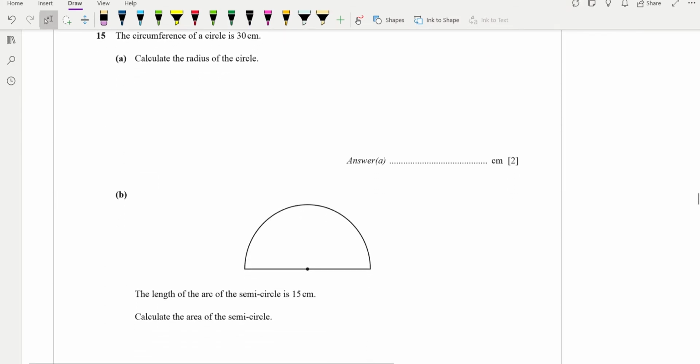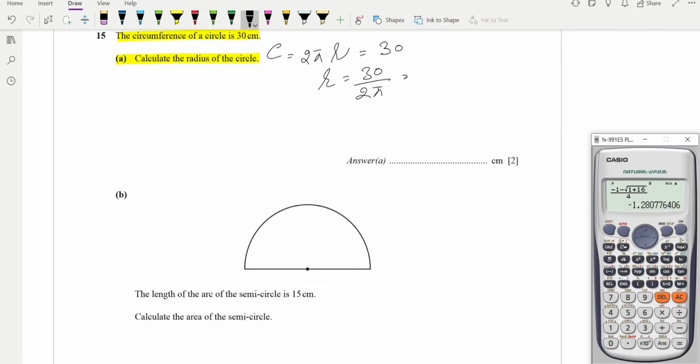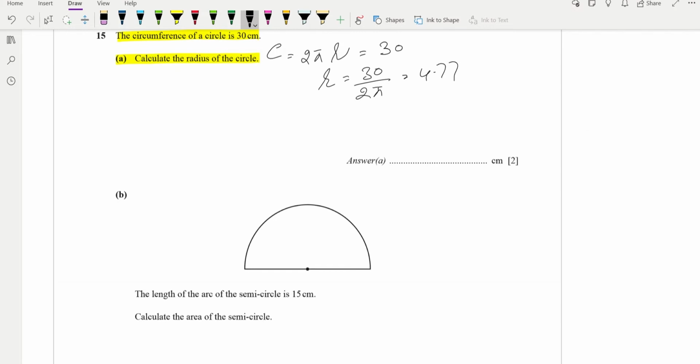4-mark question. Question number 15. The circumference of the circle is 30 centimeters. Calculate the radius of the circle. So circumference is 30. It means 2 pi r. Circumference 2 pi r is equal to 30. It means r is equal to 30 divided by 2 pi, and this will be equal to 4.77. So 4.77 will be our answer for this part.